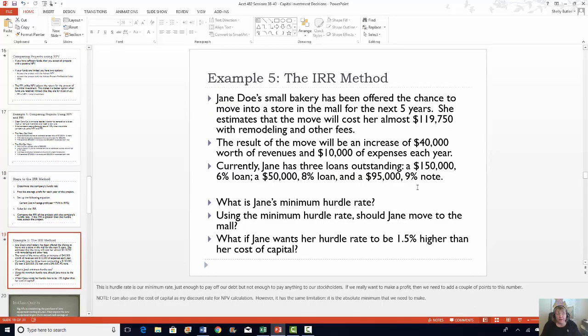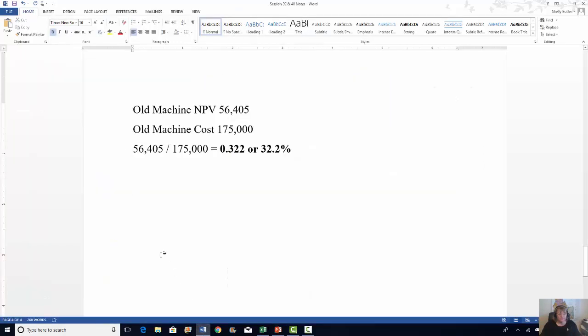So example 5, the IRR method. Jane Doe Small Bakery has been offered the chance to move into a store in the mall for the next 5 years. She estimates that the move will cost her almost $119,750 with remodeling and other fees. The result of the move will be an increase of $40,000 worth of revenues and $10,000 of expenses each year. Currently, Jane has 3 loans outstanding: a $150,000 6% loan, a $50,000 8% loan, and a $95,000 9% note. So what is Jane's minimum hurdle rate? Let's figure that out first.